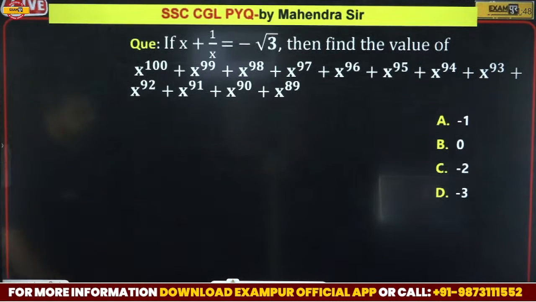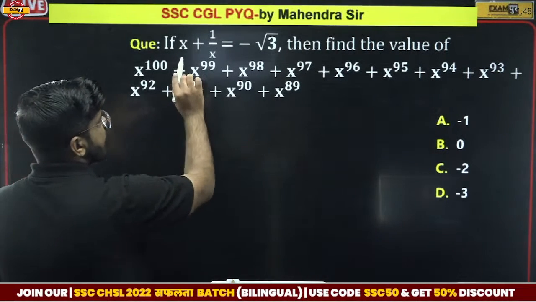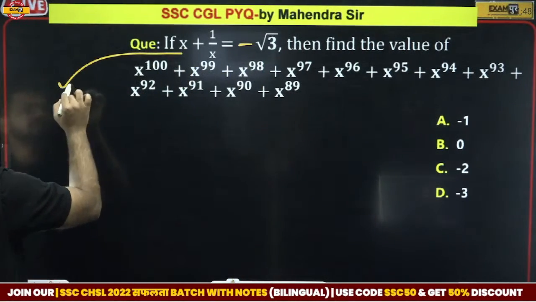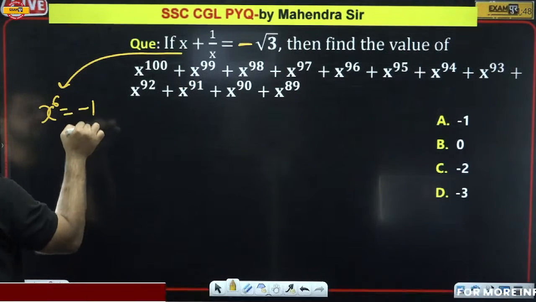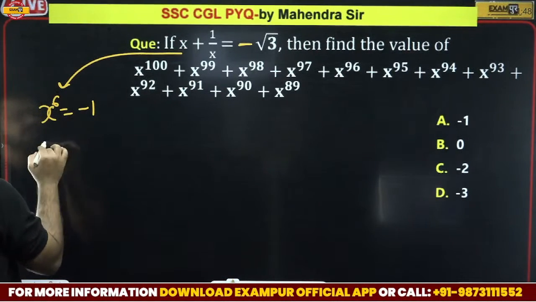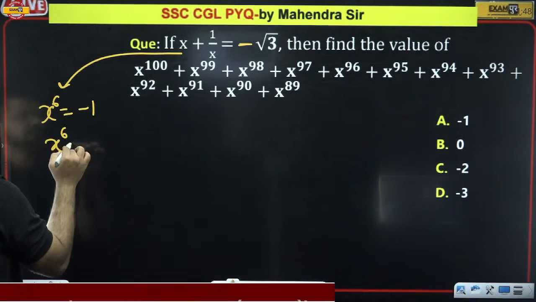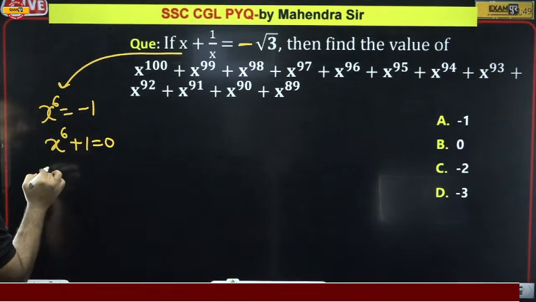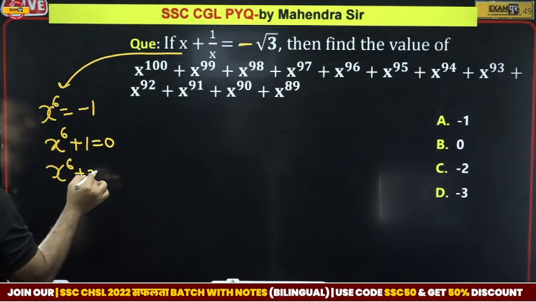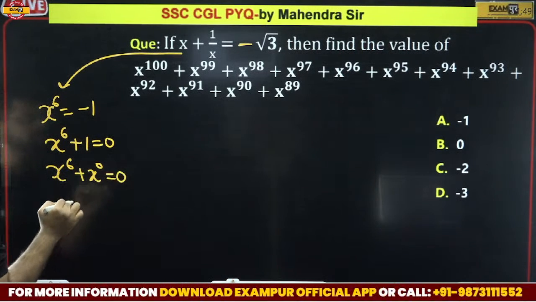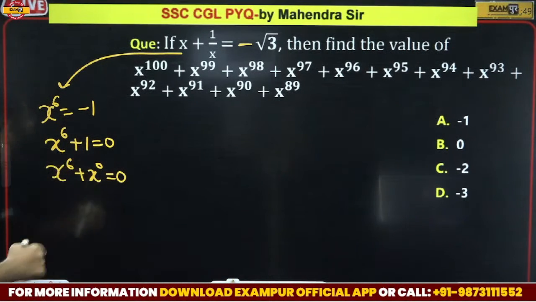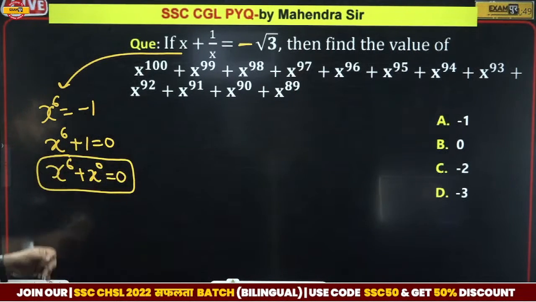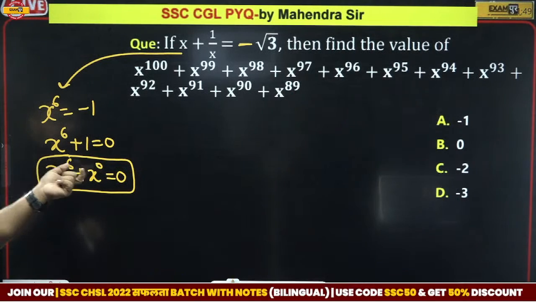Tell me the answer for this question. So again, x plus 1 upon x is equal to minus root 3. Again, for the same, you will get x to the power 6 is equal to minus 1. Or we can say x to the power 6 plus 1 is equal to 0. Or we can say x to the power 6 plus x to the power 0 is equal to 0. 1 can be written as x to the power 0. Yes or no? So what does this mean? This means x to the power 6 plus x to the power 0.